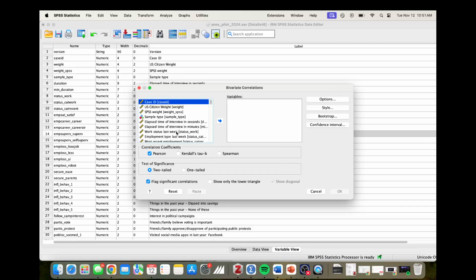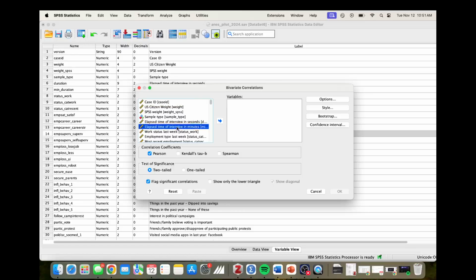Now, you have a variety of different correlation coefficients you can choose from. By default, Pearson is the most common. You may learn about the others in a graduate level course, but by default, Pearson is the most common and what you should typically default to. So you have the option to flag associations for two-tailed tests or one-tailed tests. I'm going to go ahead and leave it at two-tailed.